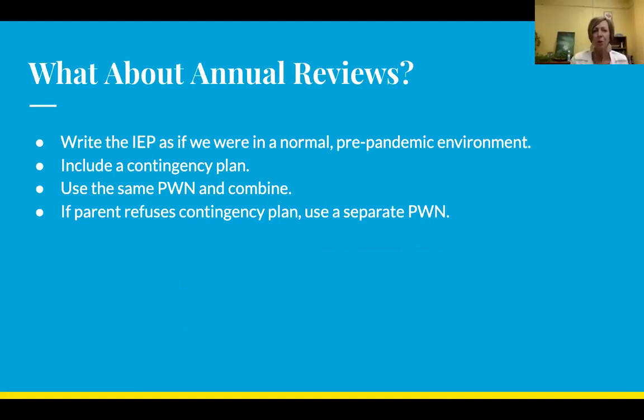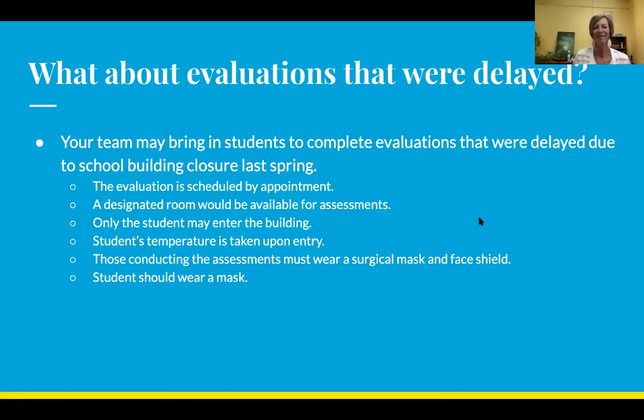What about annual reviews? Well, we are going to write the IEP as if we were in a normal pre-pandemic environment. You're going to include a contingency plan and use the same prior written notice and combine, as I just said. If the parent refuses the contingency plan, then you will use a separate prior written notice. But since we're involving the parent in the creation of a contingency plan, the likelihood that we'll refuse it is pretty slim. But it could happen.